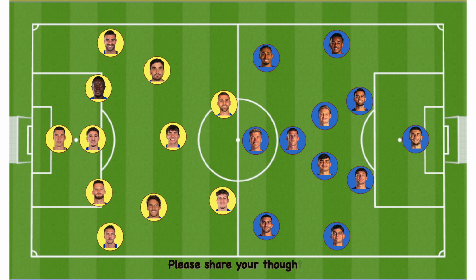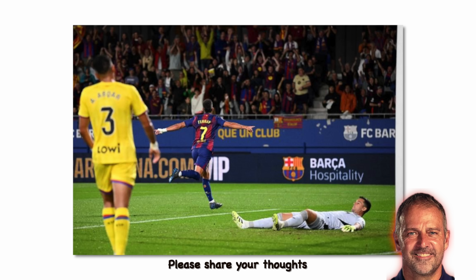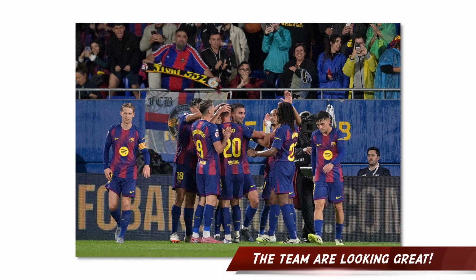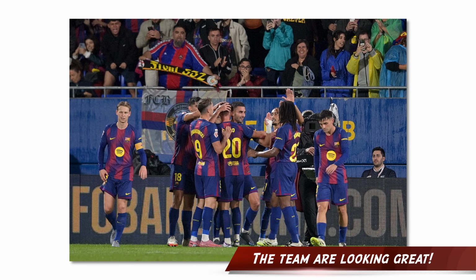And so tell me what you think, guys. Has Flick mastered the low block, or do you think that it was just Getafe being poor on the night? For me, I think I'm seeing some massive improvements with this team and they're starting to look like champions.